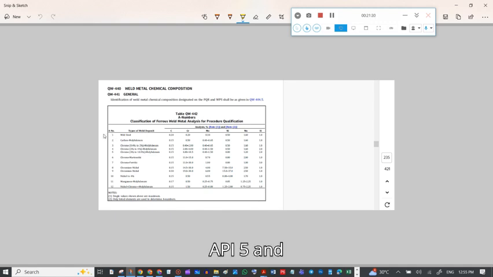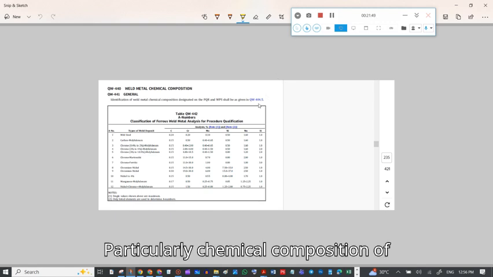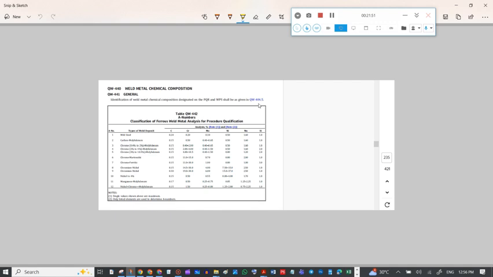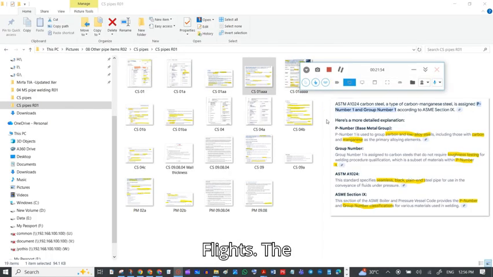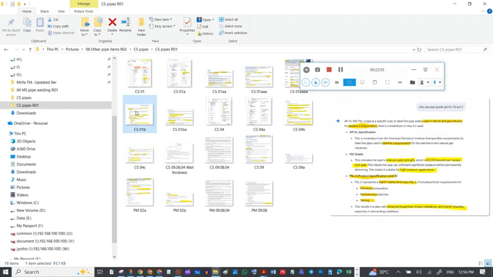Our API 5L X52 and the filler materials E6010 and E7018 are coming in the deposited material as A number 1 as well. So particularly it reveals the chemical composition of a deposited weld material. Okay. So in the slides we have the P number, group number, A number. Now we go to the next slide, that is why use API 5L. Go back to our web page.